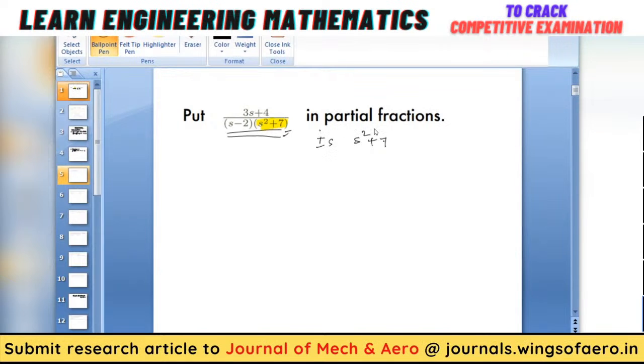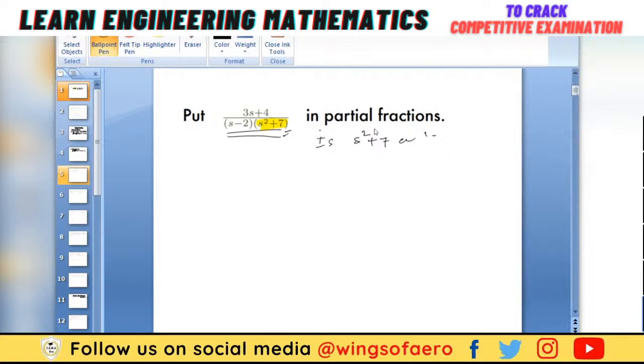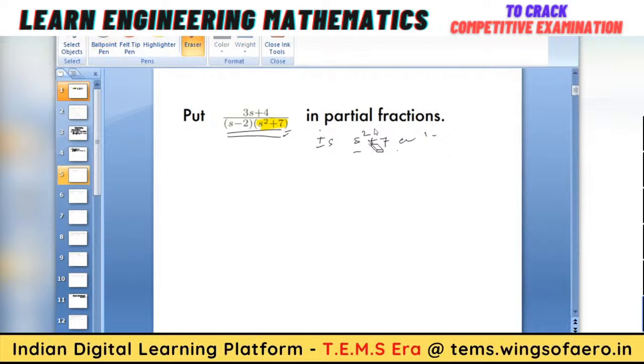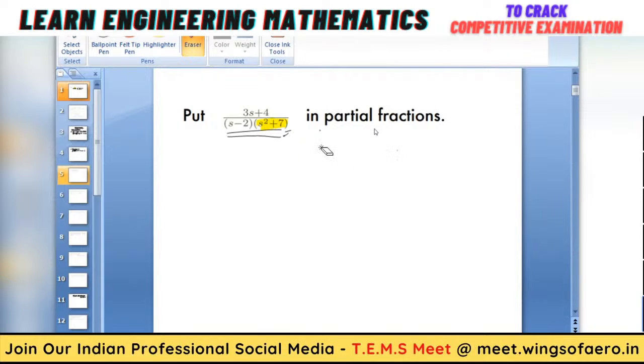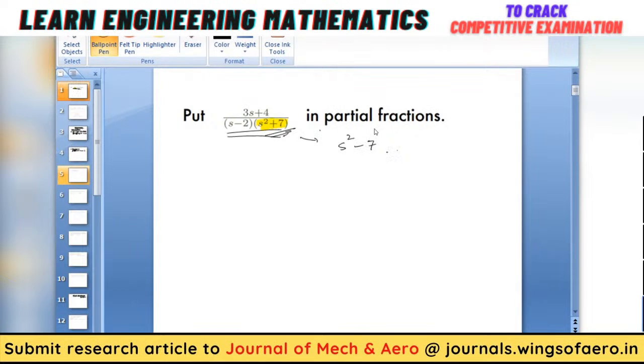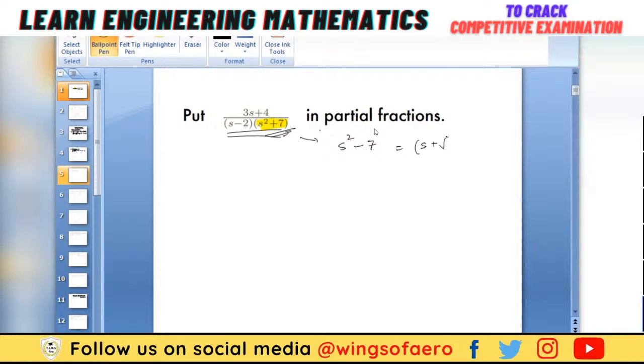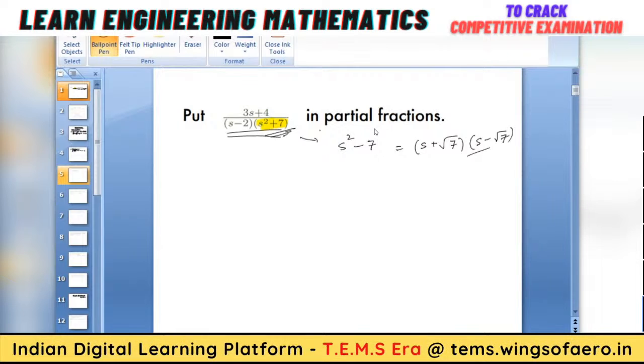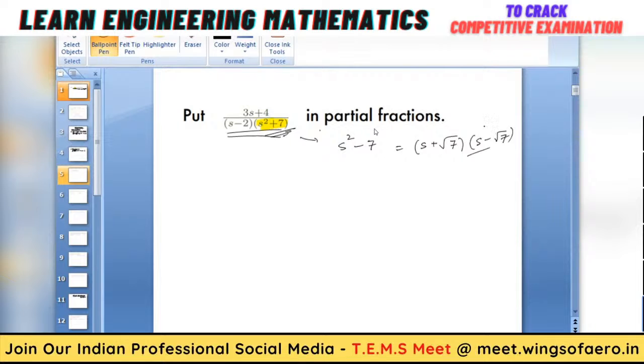s square plus 7 cannot be factorized with real numbers; the factors would be imaginary. If instead it were s square minus 7, it could be factorized as (s plus root 7)(s minus root 7). So I suggest, if a square term can be factorized, factor it and convert it into linear form of s, that is, degree of s should be 1.